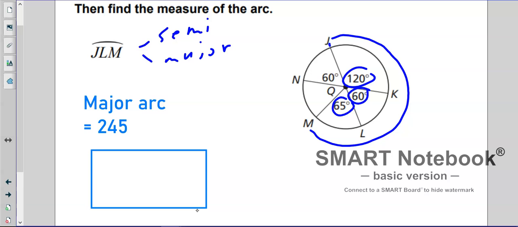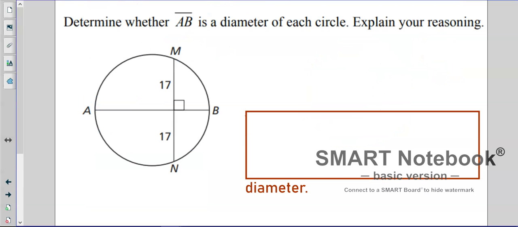Now again, if it was JML, which means something totally different, right? That would go this way, and that would have been a semicircle and 180 degrees. So the order you go matters. All right, determine whether AB is the diameter of each circle. Explain your reasoning. Okay? So AB bisects MN and 90 degrees, so it's a perpendicular bisector.